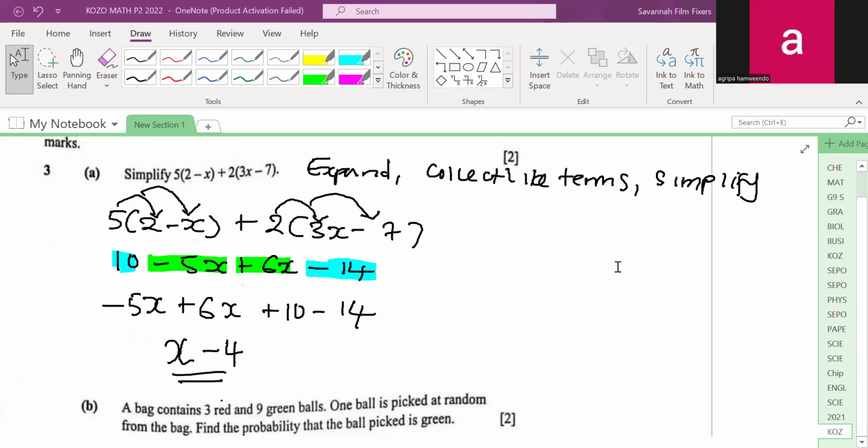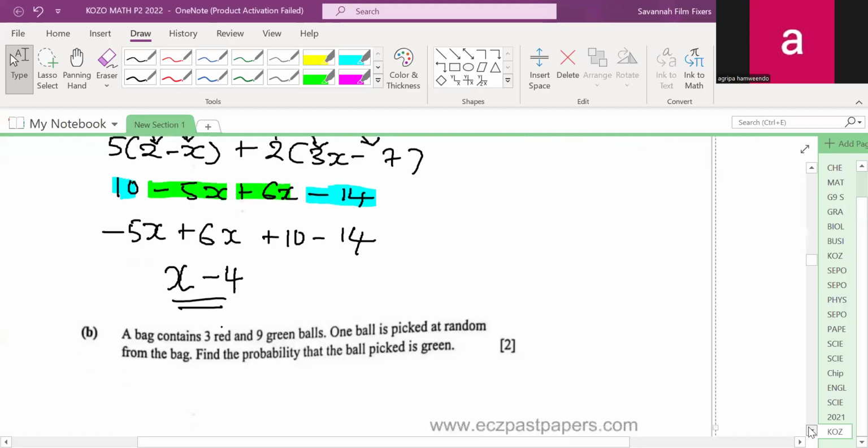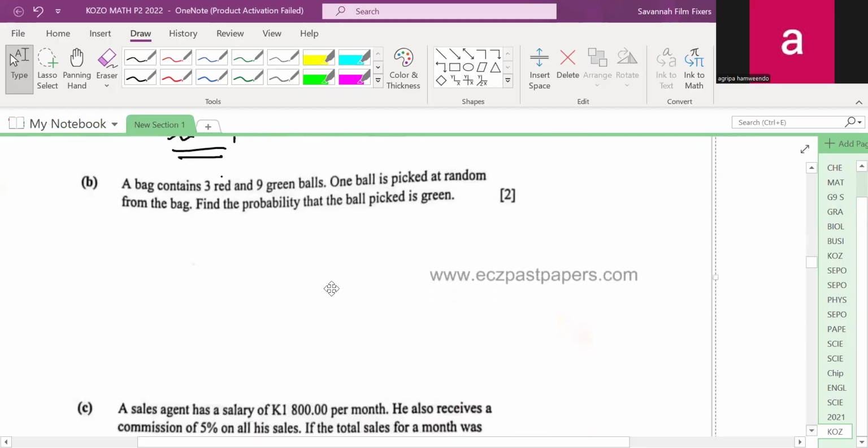Okay, so our next question. So I'm going to send another link. Probability. Ah, great, probability. So that link is saying a bag contains 3 red and 9 green balls. One ball is picked at random from a bag. So they are saying find the probability that the ball picked is green.